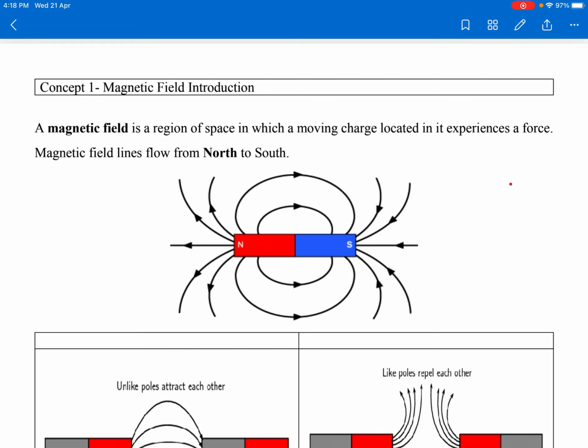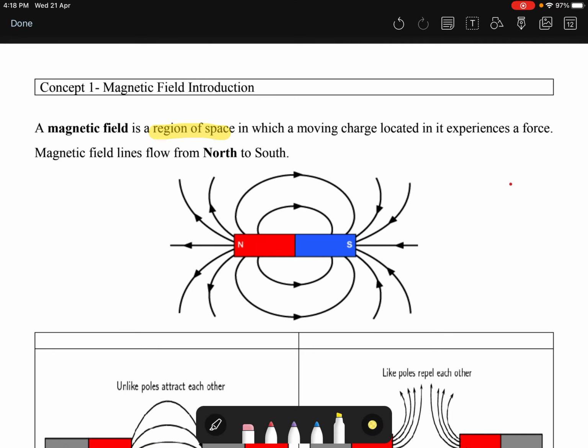Okay, so today I'm going to talk about magnetic field. So what is a magnetic field? Magnetic field is just a region of space in which a moving charge located in the magnetic field experiences a magnetic force. So this force is what we call a magnetic force.